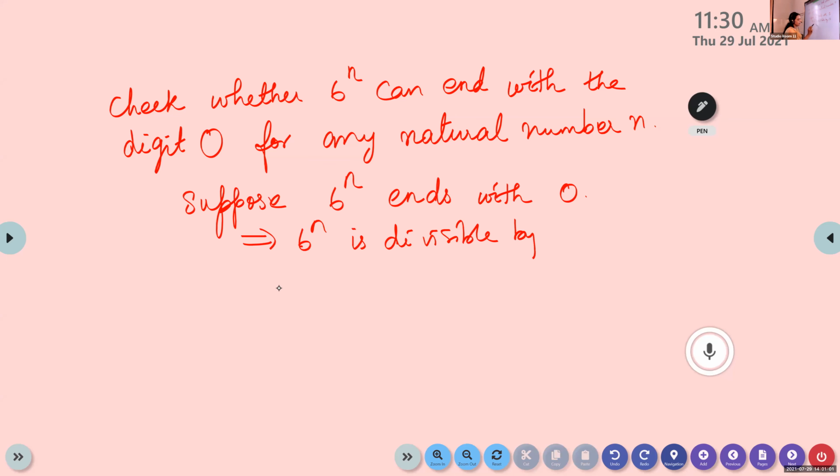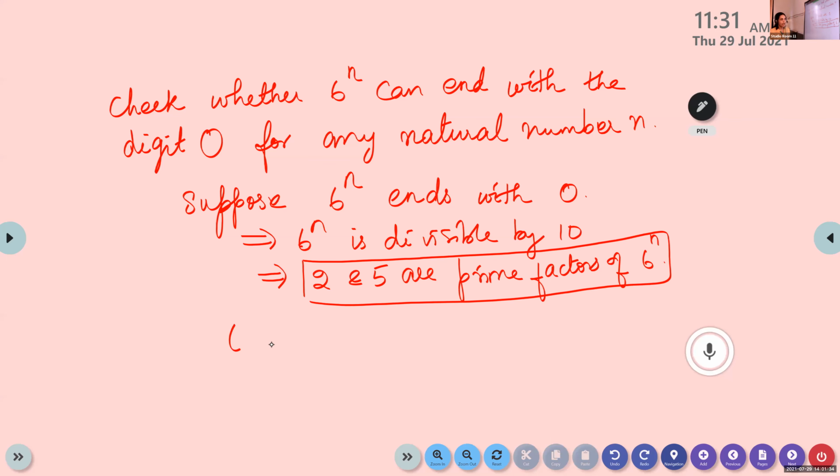That means 2 and 5 are prime factors of 6 raised to n. 10, we can split this as 2 and 5. So we get 2 and 5 are prime factors of 6 raised to n. Now once again, you start with 6 raised to n. We have learned the laws of exponents.